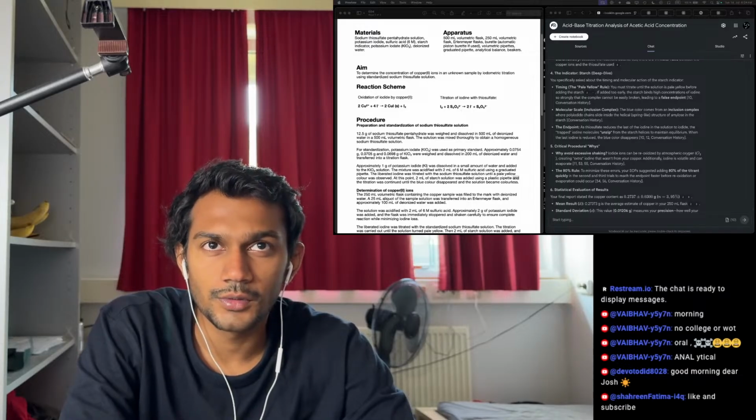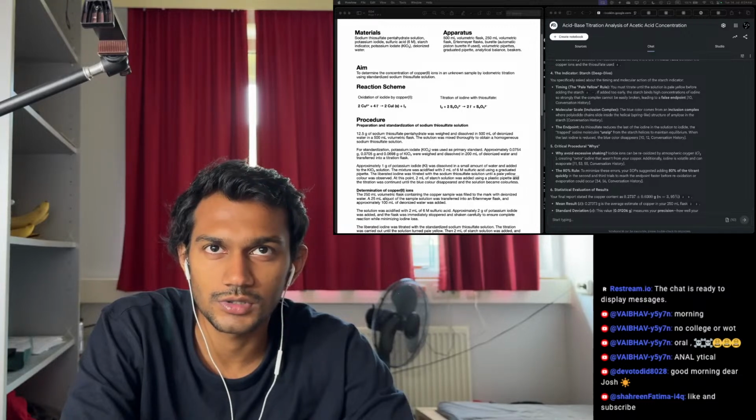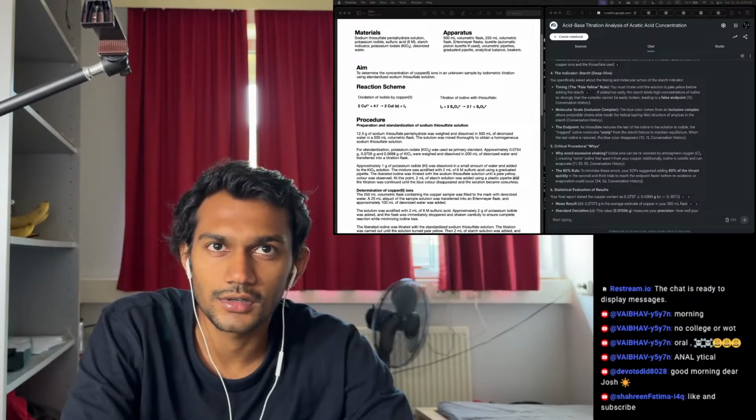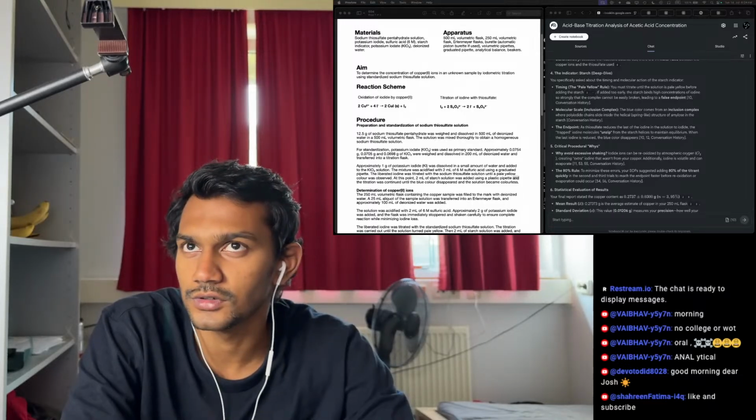For your final review before the oral exam, here's a breakdown of the determination of iron content using UV spectroscopy. This experiment is unique because it uses light absorption rather than chemical titrants to quantify the analyte. The aim was to determine the concentration of iron in an unknown sample by forming a color coordination complex, measuring its absorbance with a spectrophotometer.